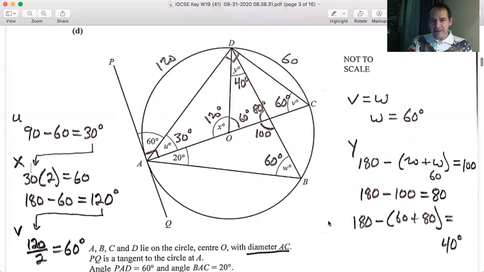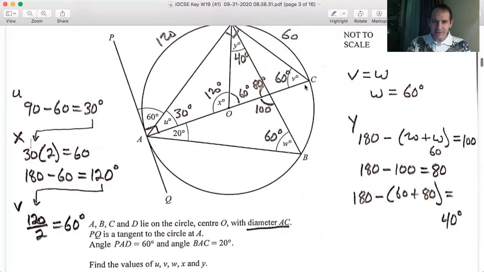Moving on to this diagram. Now there's a lot of stuff already written here, so you might want to look at it without all of this stuff written on it. Notice that AC is a diameter, PQ is a tangent, and they give us this 60-degree angle and this 20-degree angle, and they want us to find U, V, W, X, and Y.